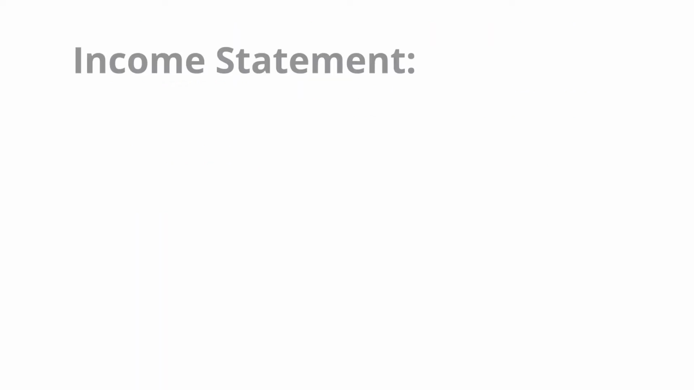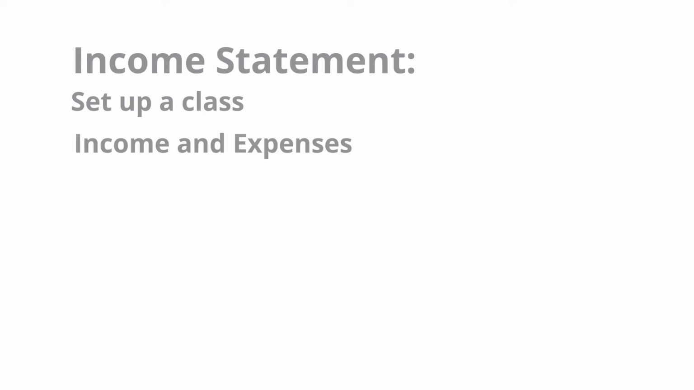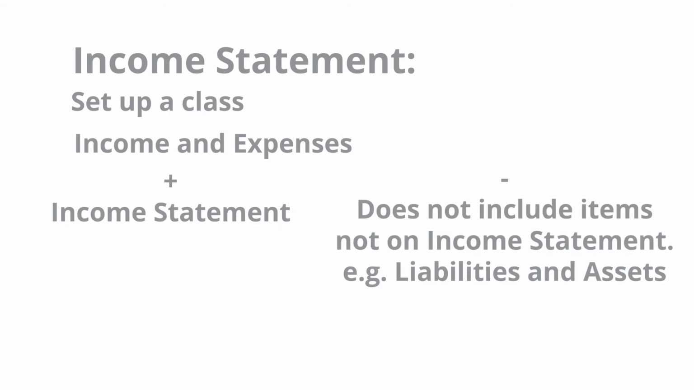So getting to an income statement by fund in QuickBooks. What people do to compensate is they'll set up a class. And a class works for income and expenses, but that's about it. So what it does is it gets you to an income statement where you can say, show me all the money that I've received and spent for this particular class, which is great. The downside is it does not include any transactions that would not normally show up on an income statement, like liabilities or other assets.